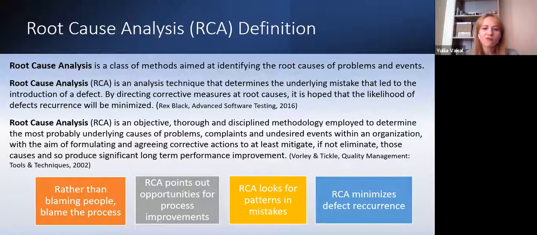So what were the four main goals? We just said it's about defect recurrence, to minimize defect recurrence. That's probably the main one as well. We should understand that we do root cause analysis not out of idle curiosity, or just to blame people, saying, oh, you caused this bug. No. It gives you the opportunity to find patterns and then to work on process improvements. So rather than blaming people, blame the processes.